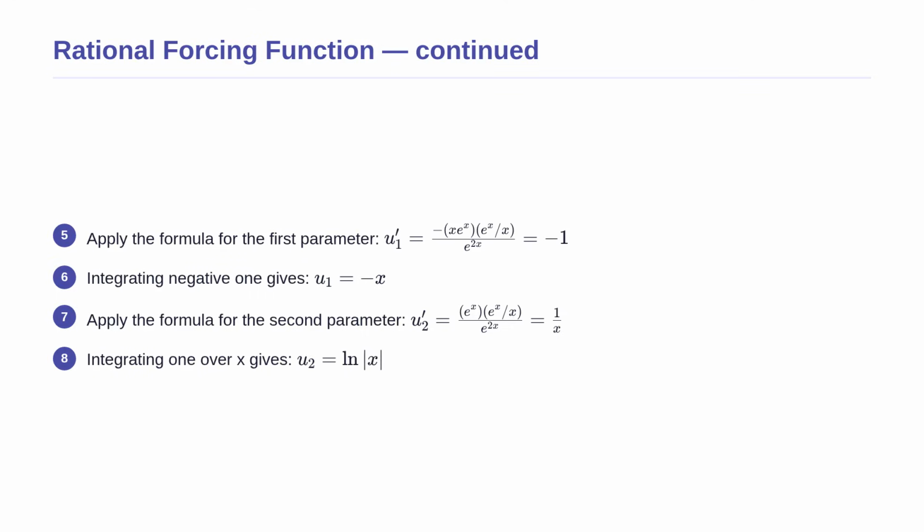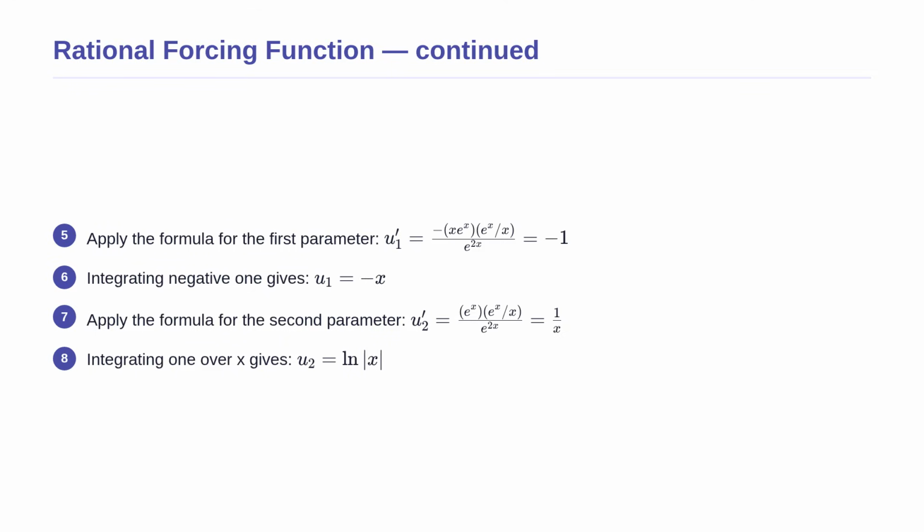For the first parameter, we set up the fraction carefully. The x in the numerator cancels with the x in the denominator of the forcing function. Dividing the remaining terms by the Wronskian leaves us with exactly -1. Integrating -1 gives us -x.